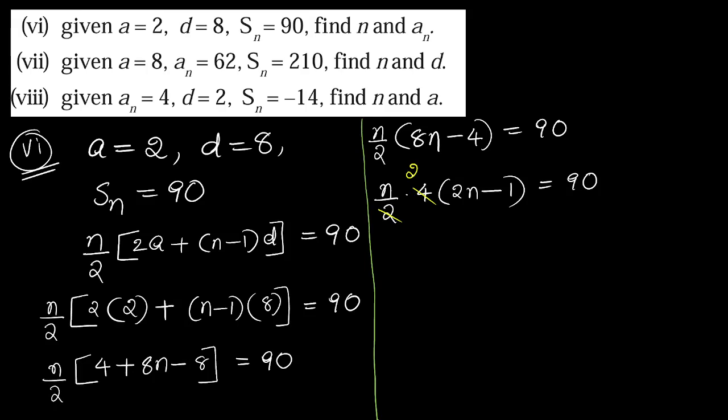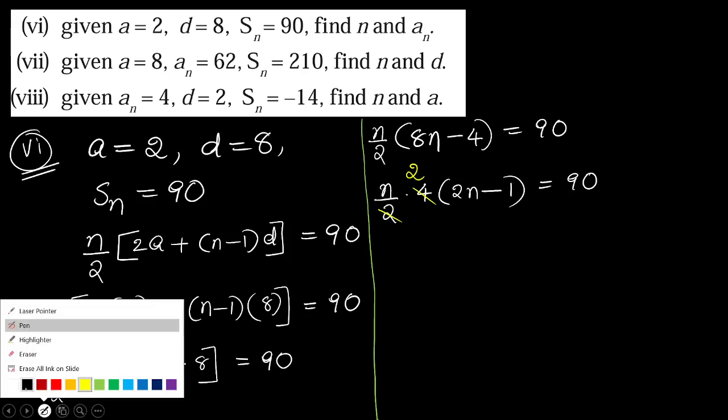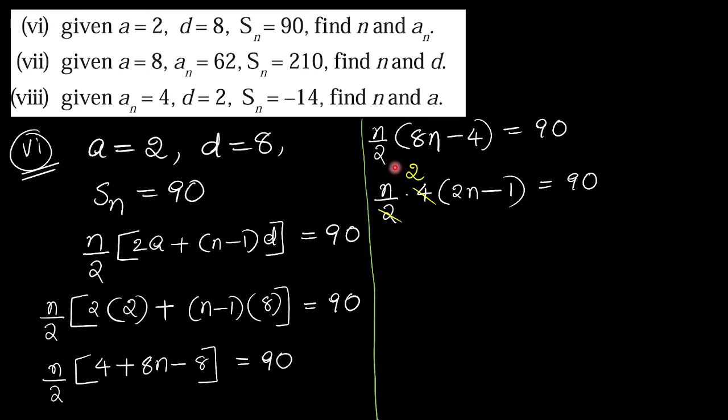4 by 2 becomes 2. Then can I transfer this 2 to the other side? Yes, I can transfer 2 to the other side. So the left side is n into 2n minus 1. The right side is 90 by 2, 45.